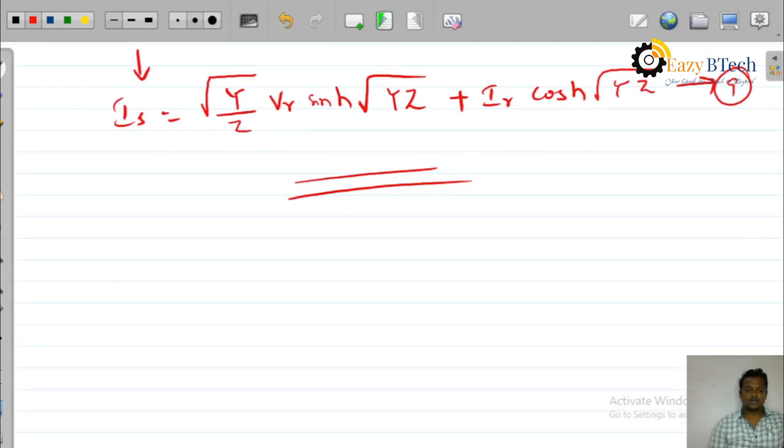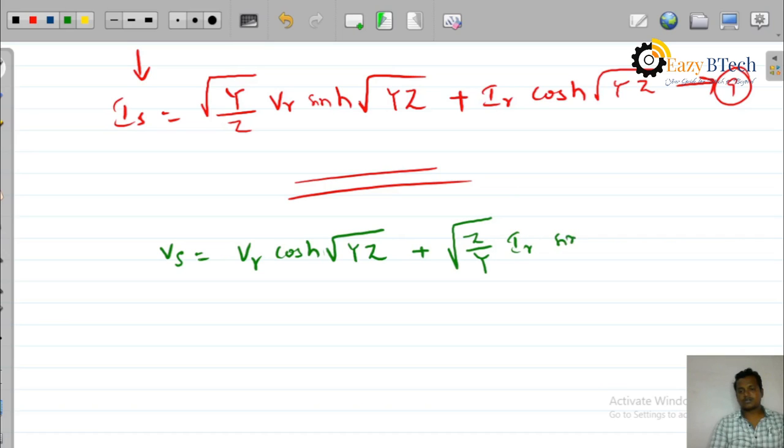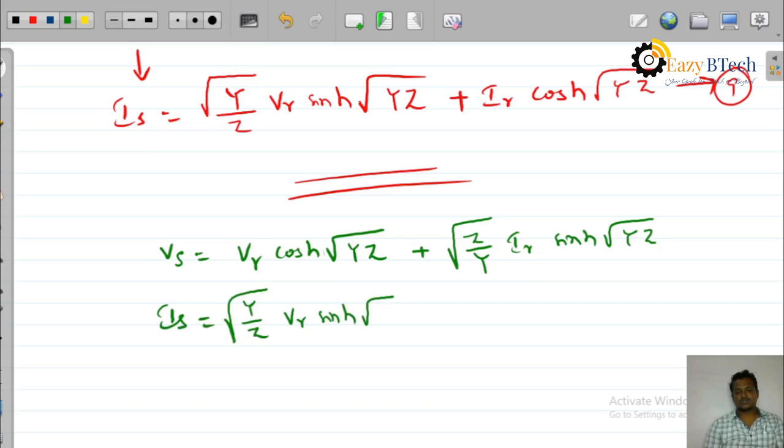If you compare, I am writing the equations of Vs and Is here. Vs equals to VR cosh root YZ plus root of Z by Y IR sinh root Y into Z. And Is equals to root capital Y by Z VR sinh root Y into Z plus IR into cosh root Y into Z. Okay, now the ABCD parameters for this transmission line.